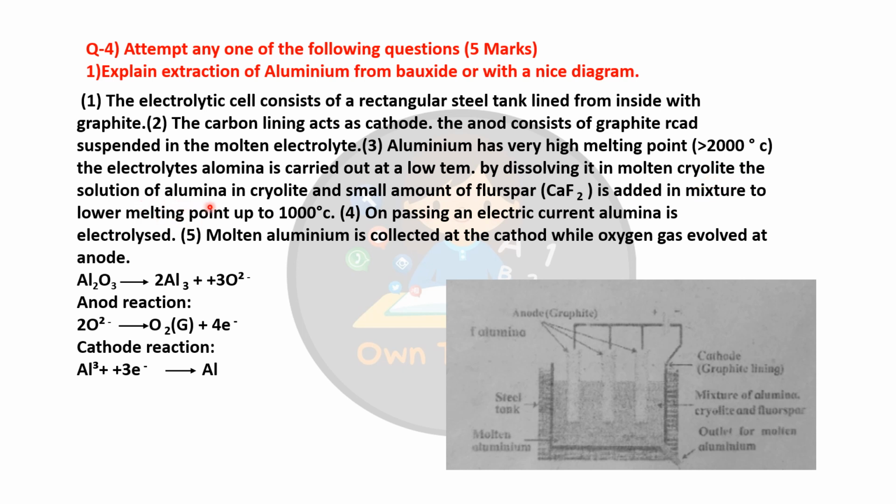The solution of alumina in cryolite and a small amount of fluorspar is added in the mixture to lower the melting point up to 1000 degrees Celsius. On passing an electric current, alumina is electrolyzed. Molten aluminium is collected at the cathode, while oxygen gas is evolved at the anode. Here the anode reaction and cathode reaction are given, and this is the diagram.